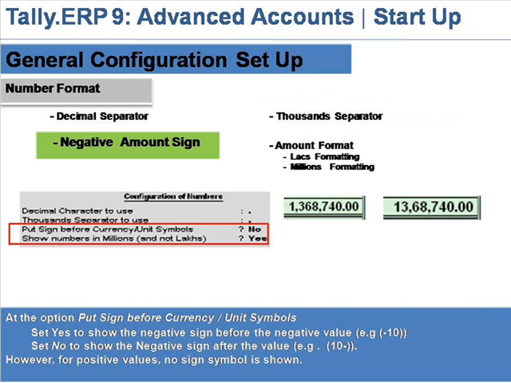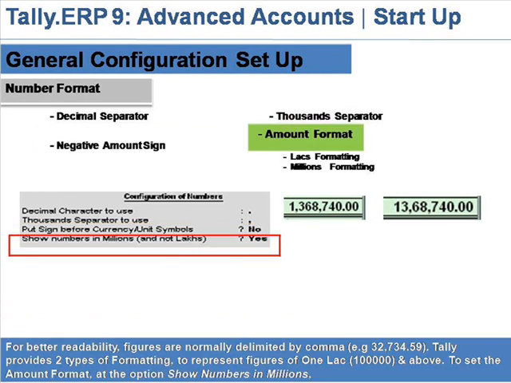Negative amount sign. At the option Put sign before currency unit symbol, set Yes to show the negative sign before the negative value, for example minus 10. Set No to show the negative sign after the currency symbol, for example 10 minus. However, for positive values, no sign symbol is shown.